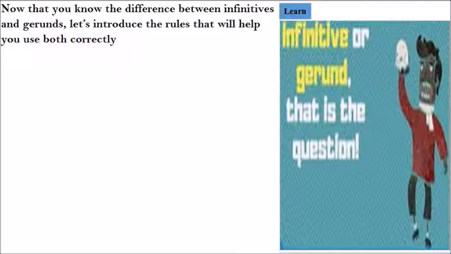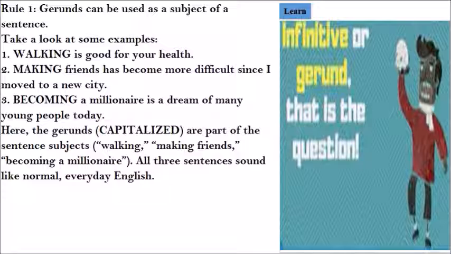Now that you know the difference between infinitives and gerunds, let's introduce the rules that will help you use both correctly. Rule 1. Gerunds can be used as a subject of a sentence. Take a look at some examples. 1. Walking is good for your health. 2. Making friends has become more difficult since I moved to a new city. 3. Becoming a millionaire is a dream of many young people today.